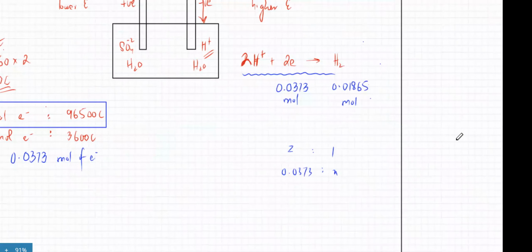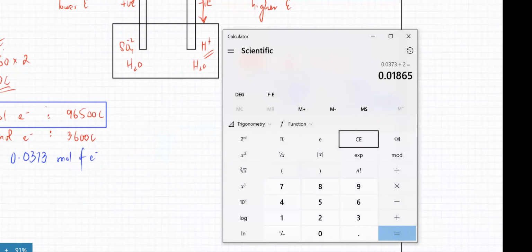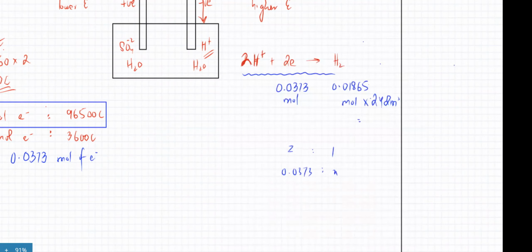And the last thing is you were being asked to figure out the volume. So it's multiplied by 24 dm cube. Make sure it's at RTP. And if you do that, it would become equal to 0.4476 dm cube. Is this clear?